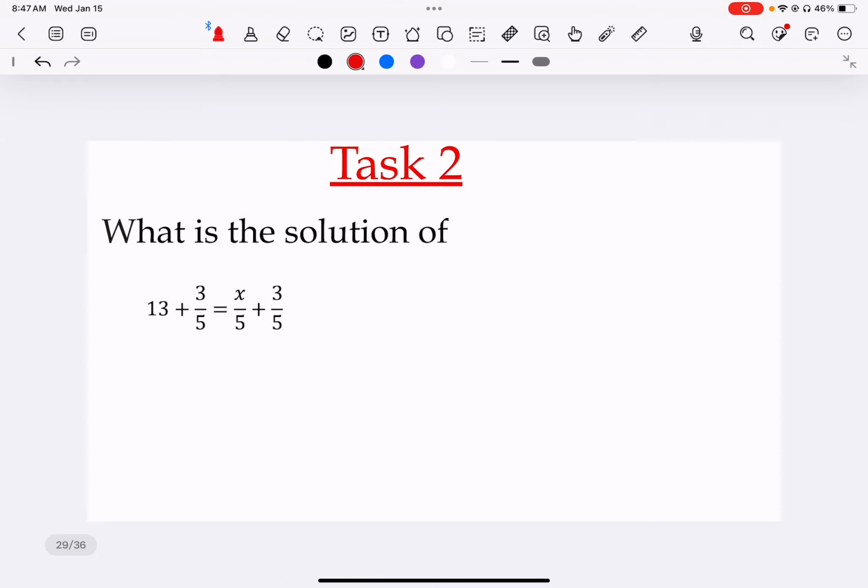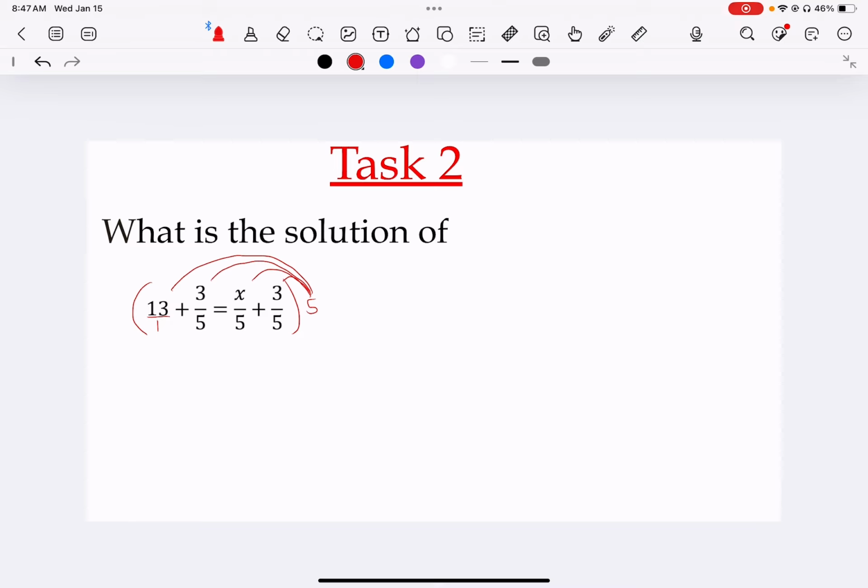What is the solution of this equation? When I have multiple fractions, I like to turn any non-fraction to a fraction by putting it over 1. And then I want to get rid of the fractions, so I'm just going to multiply by my common denominator. The common denominator is 5. So I have to multiply each term by my common denominator of 5.